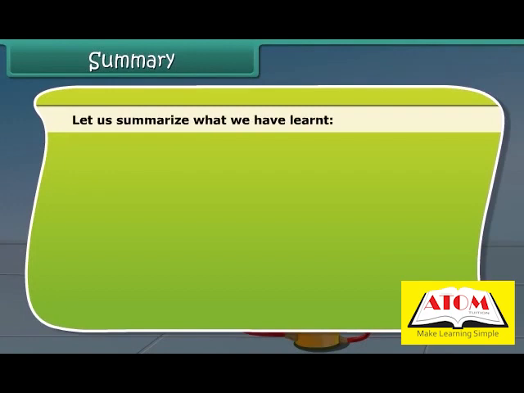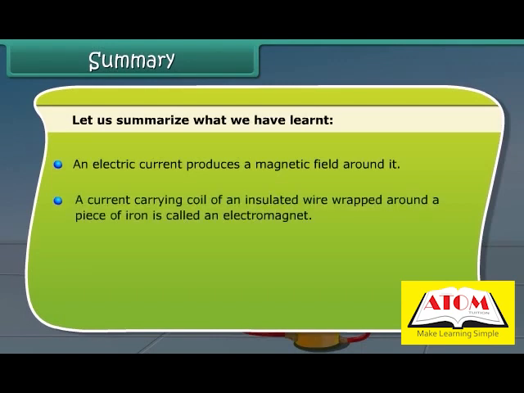Let us summarize what we have learned. An electric current produces a magnetic field around it. A current-carrying coil of an insulated wire wrapped around a piece of iron is called an electromagnet. Electric bell functions on the principle of electromagnet.